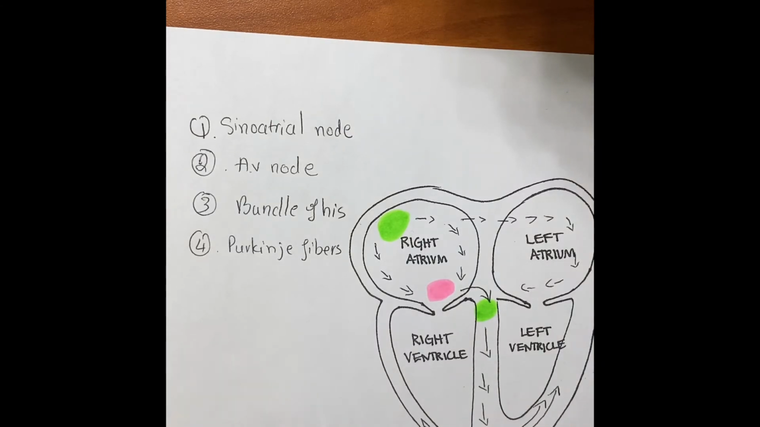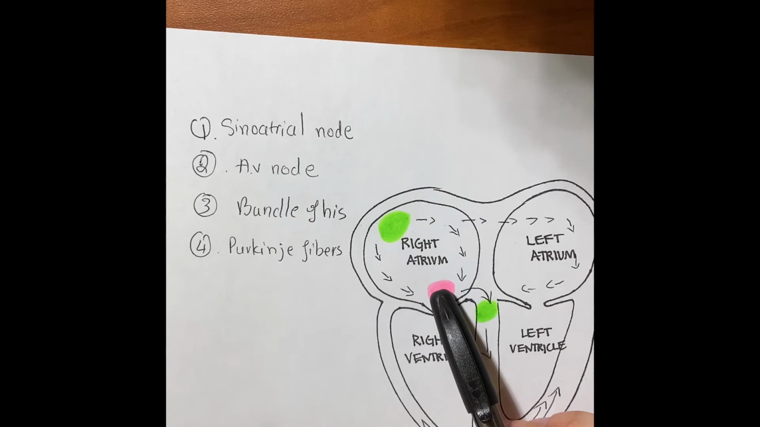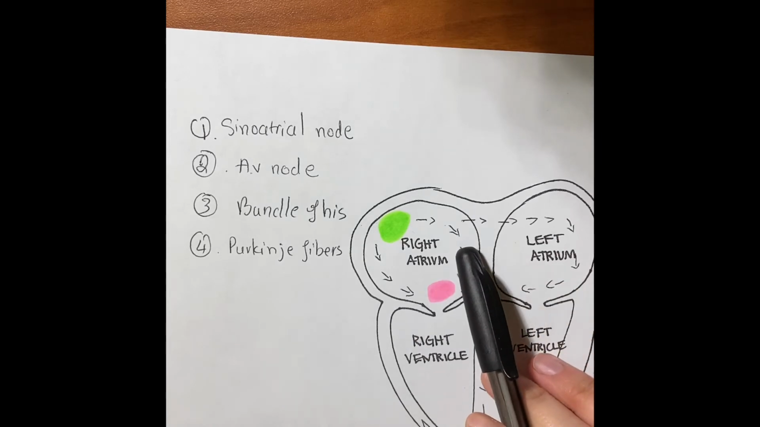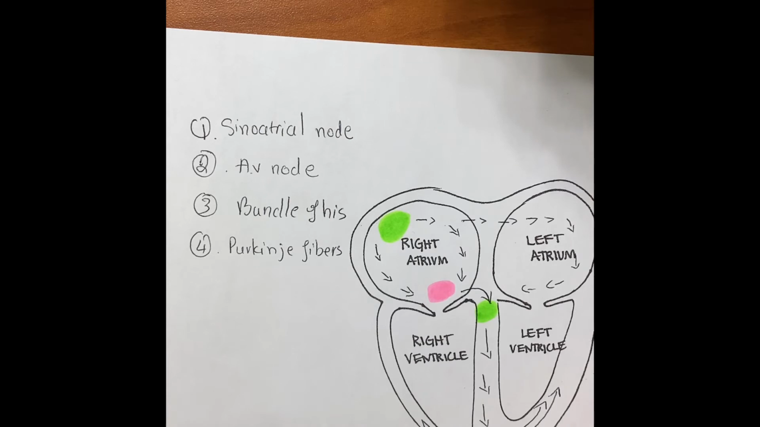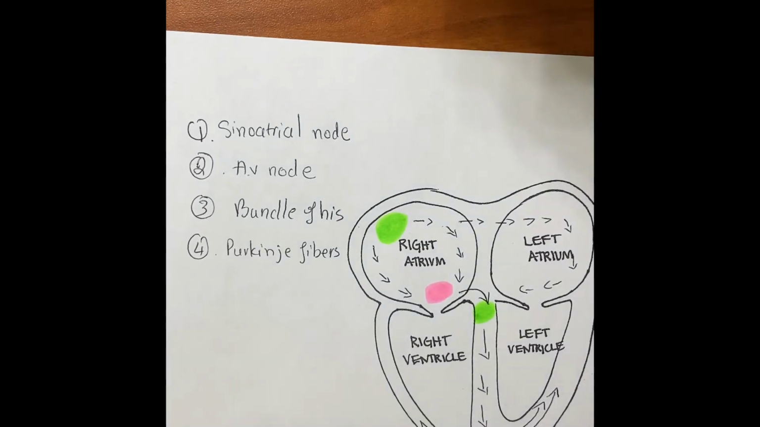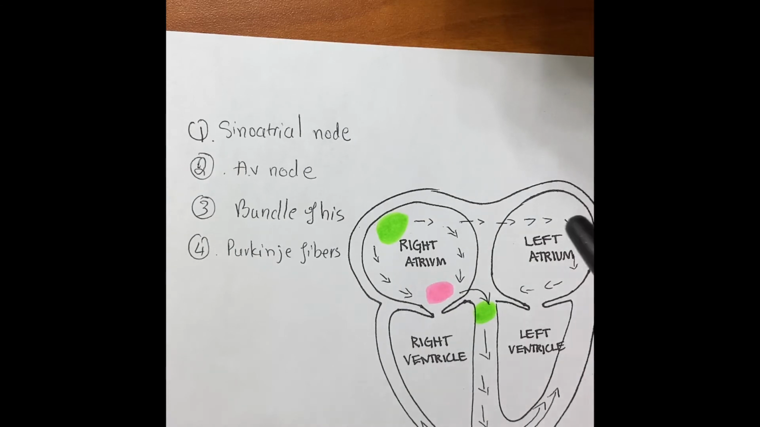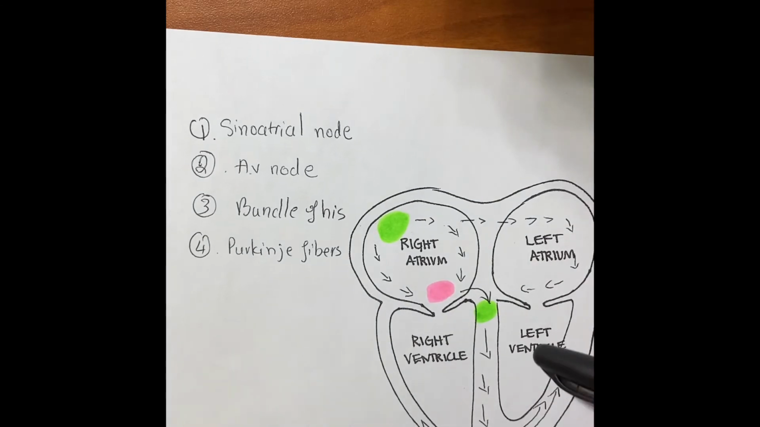So the AV node is the only connection from the right atrium to the right ventricle. It is how the signal gets to the ventricles. The AV node will slow the action potential down to give time for the atria to push the blood into the ventricle, to make the ventricle full of blood before it can pump out to the pulmonary trunk and the aorta. It makes it harder for cells to reach a threshold.